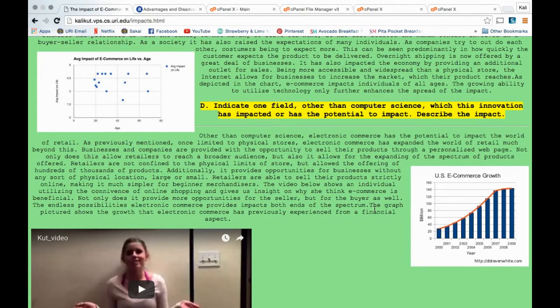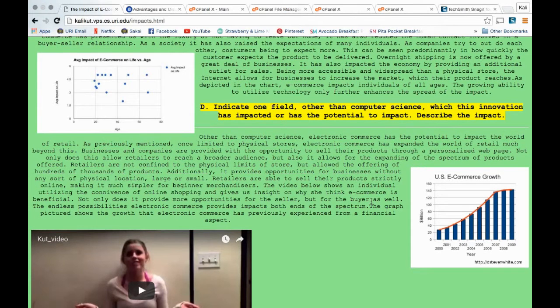Next, we look at Part D. Indicate one field other than computer science which this innovation has impacted or has the potential to impact. As mentioned before, online shopping is a large part of how people see electronic commerce. And essentially, this is what it is. Therefore, I found that one field that has been impacted greatly is the retail world. Just as we had mentioned, retailers are now not confined to the physical limits of a store. They're able to expand the amount of products which they offer, as websites can handle much, much more.